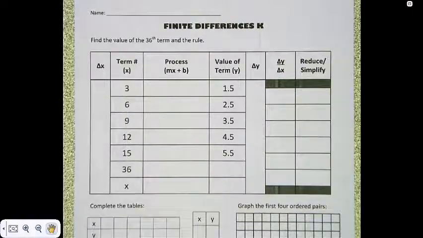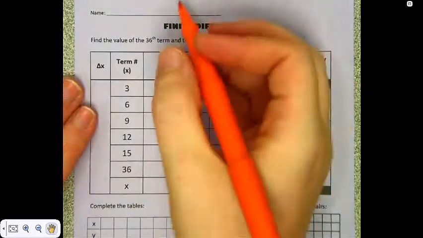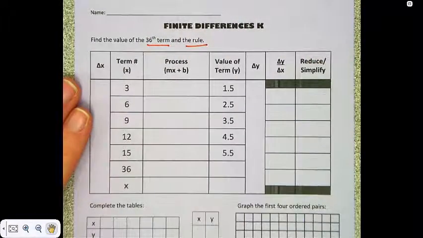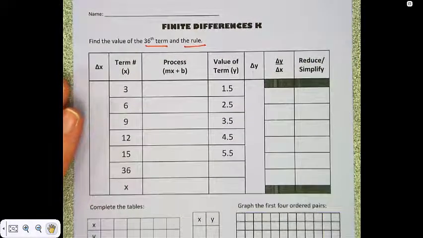So you already have this in your iPod. What we're going to do first is look at what they want us to find. It says here, find the value of the 36th term and the rule. Okay, so we've done this before. This is just a little more complicated because we're going to have some fractions and decimals, but don't be worried.